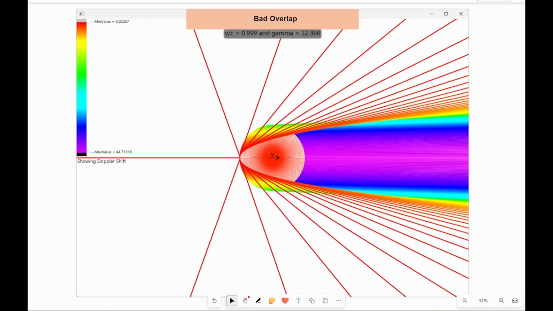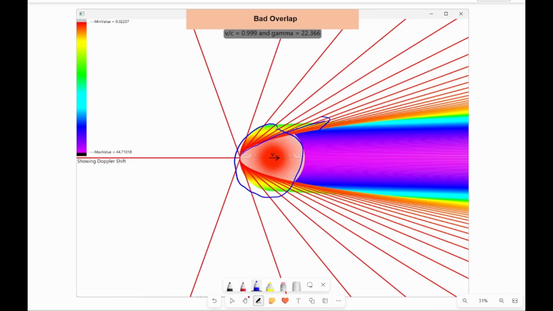Now, I went quite a bit faster just to show, but at 99.9% of the speed of light, we have a considerable amount of light being reflected back into the inertial sphere. So this is the sphere here, and this doesn't make any sense. So how we can get around this easily is if we just said the inertial sphere changes shape.